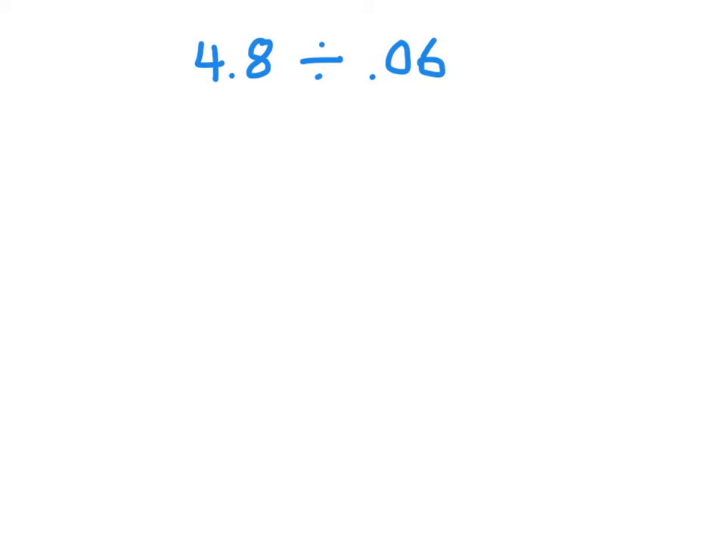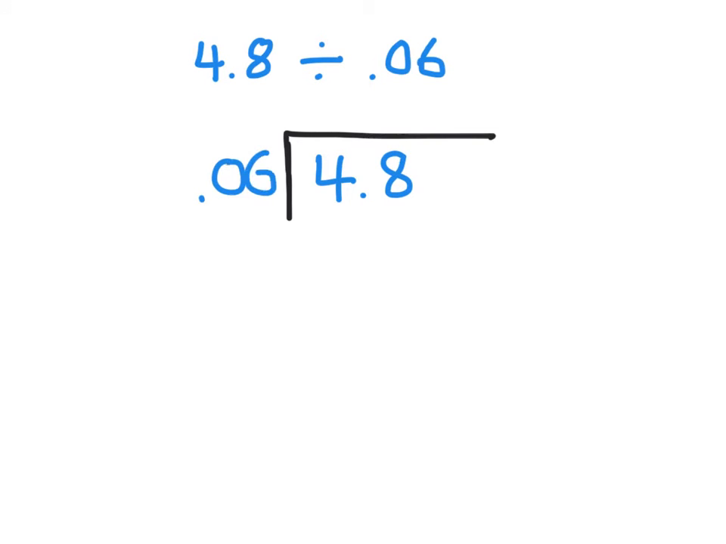Welcome back from pausing the video. So in the house, 4 and 8/10 will be placed. Outside the house, 6 hundredths. The decimal point gets moved 2 places to the right, so the divisor is a whole number. And we do the same thing for the dividend. We move it 2 places to the right, and we're going to have to add a 0 placeholder, and then put your decimal point up in the quotient.